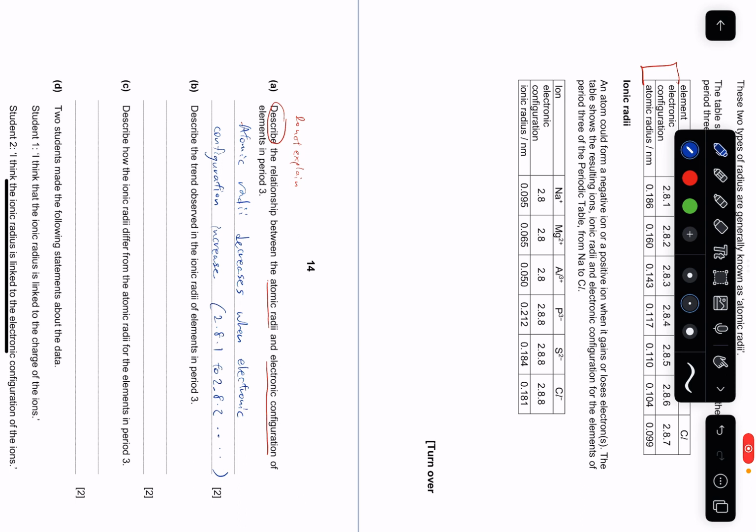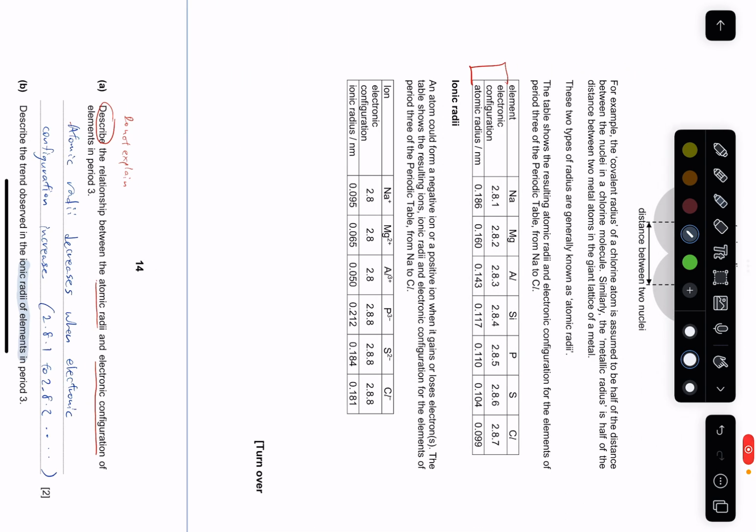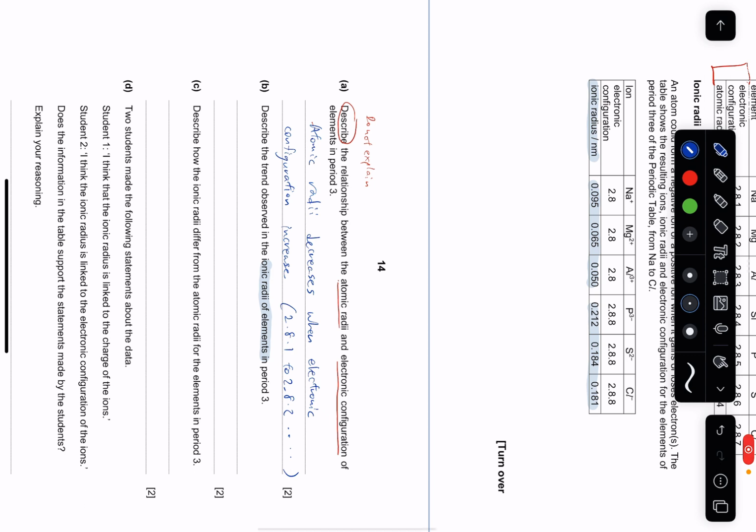Again, describe. But now it asks for the trend. Describe the trend of your ionic radii. Let me highlight it. Ionic radii. So let's see. Oh, I see the word ionic radius here. And from our eyes, we can see that there are two trends, or rather, two groups of data. And we will describe them.